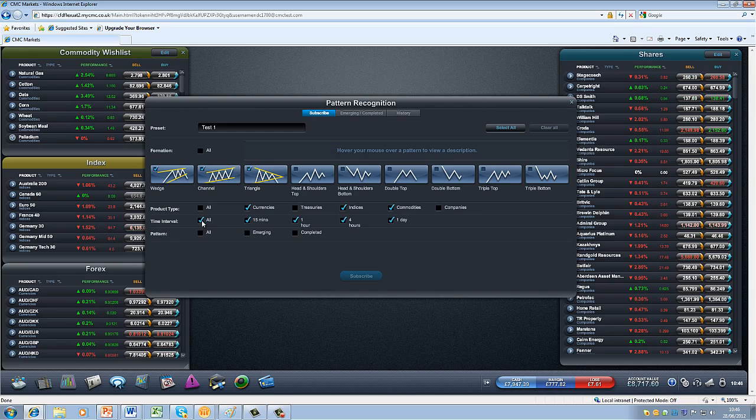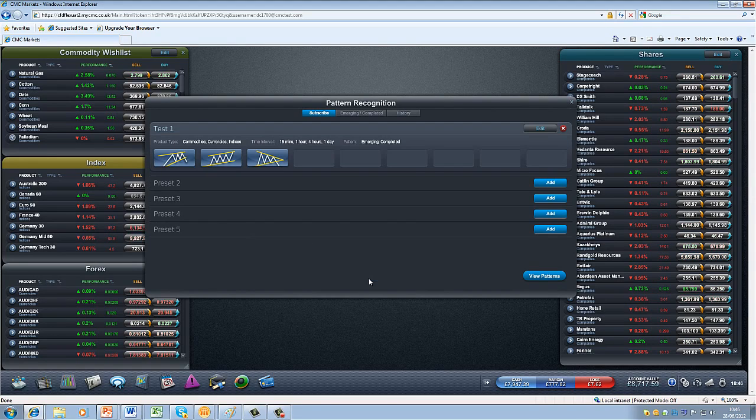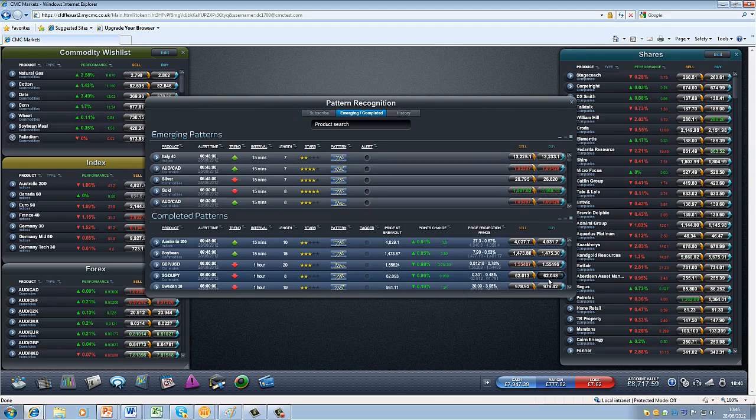In regards to all time intervals, I like to look at all opportunities and see what the setups are. So I'm just going to select all like so. And again, I want to see emerging and completed patterns. To be honest, guys, the majority of the time it's the completed pattern section that I look at, but sometimes it's still worth checking out some of the emerging patterns as well. Emerging patterns are opportunities that have not yet provided a breakout, whereas completed patterns are trade opportunities that you can take advantage of right now.